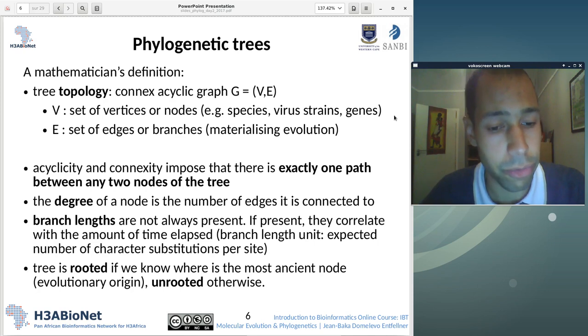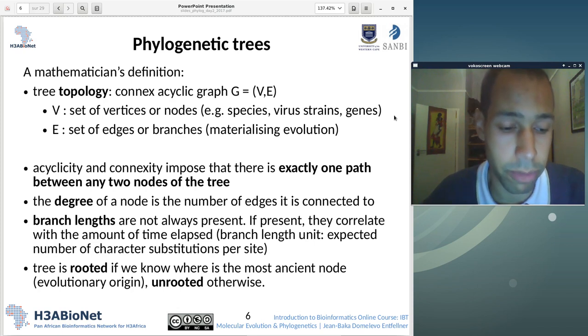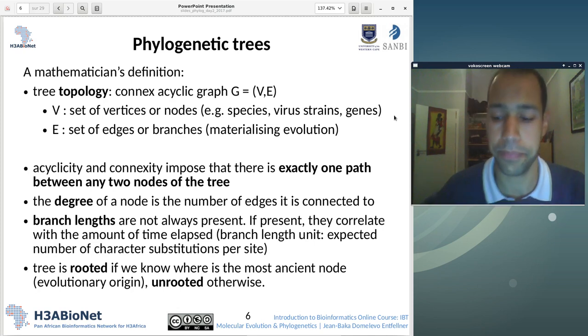The tree is rooted if we know where is the most ancient node, otherwise it's unrooted. And very often we don't have any certainty about where is the most ancient point on a tree, and it's not necessarily on a node, by the way. So when we have no information about where is the origin of time in the tree, then we work with an unrooted tree. And we'll see definitions about these in the next slides.